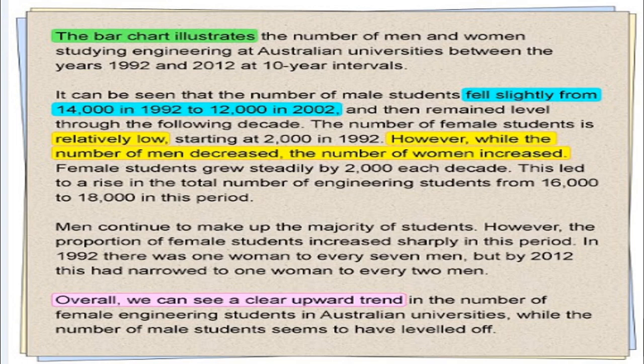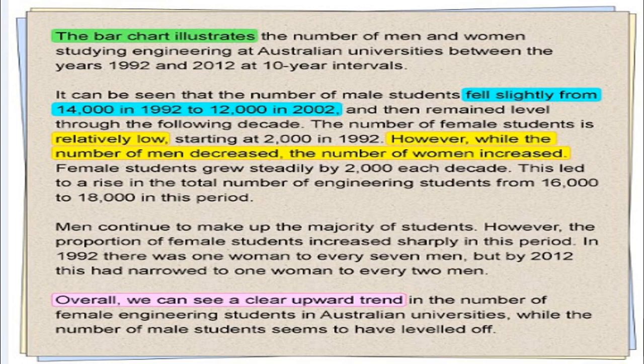The number of female students is relatively low, starting at 2000 in 1992. However, while the number of men decreased, the number of women increased. Female students grew steadily by 2000 each decade. This led to a rise in the total number of engineering students from 16,000 to 18,000 in this period. Men continue to make up the majority of students. However, the proportion of female students increased sharply in this period.